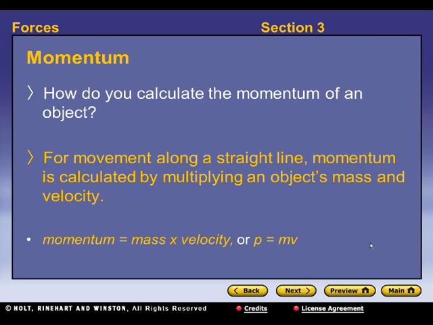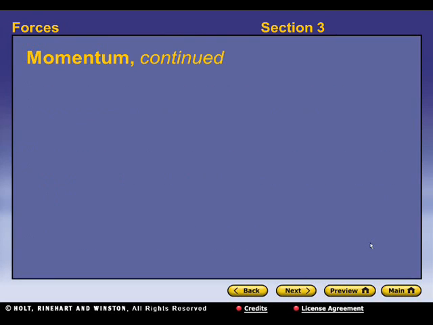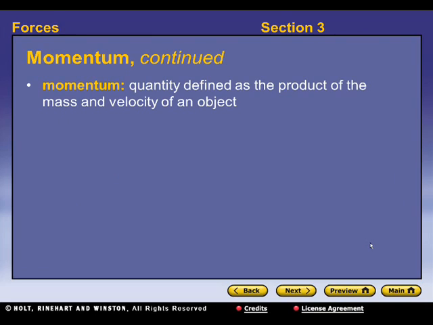So momentum is mass times velocity. Momentum is represented with the letter P, and P is equal to mass times velocity, or m times v. So momentum is a quantity defined as the product of the mass and velocity of an object. The definition of momentum here is just the equation of what momentum is, the product of mass and velocity.